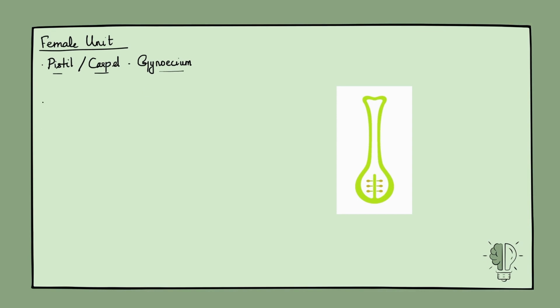Okay. Now, if there is only one pistil, the condition is called monocarpellary. And if there are multiple pistils or more than one pistil, then it is called multicarpellary.